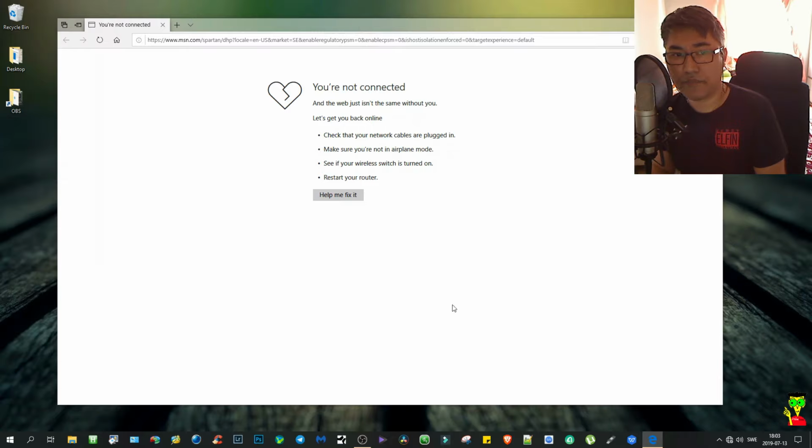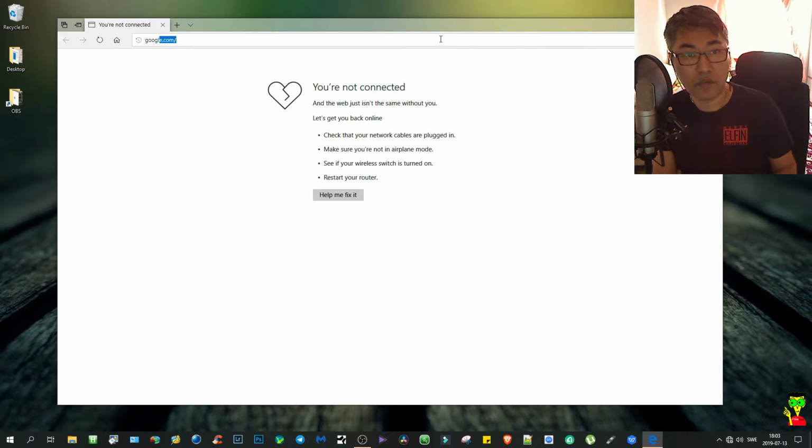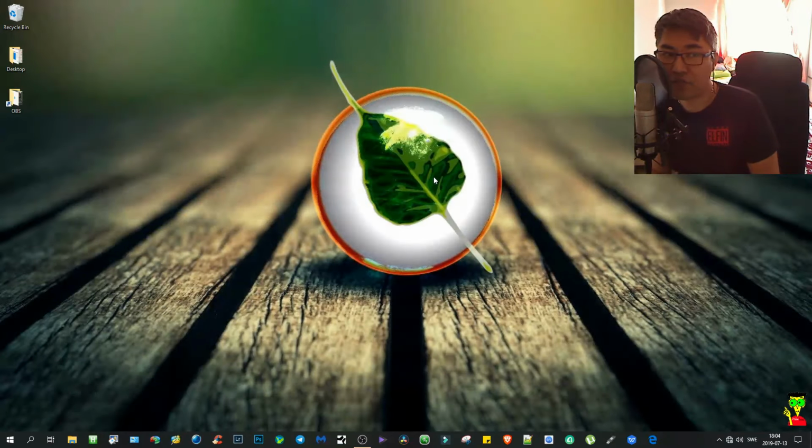As you can see, I cannot connect to the internet. Why is that? No internet. Sometimes you can see a cross on your network that says no internet access, and sometimes a yellow triangle. So what should we do? In this situation, we can reset our network on Windows 10.